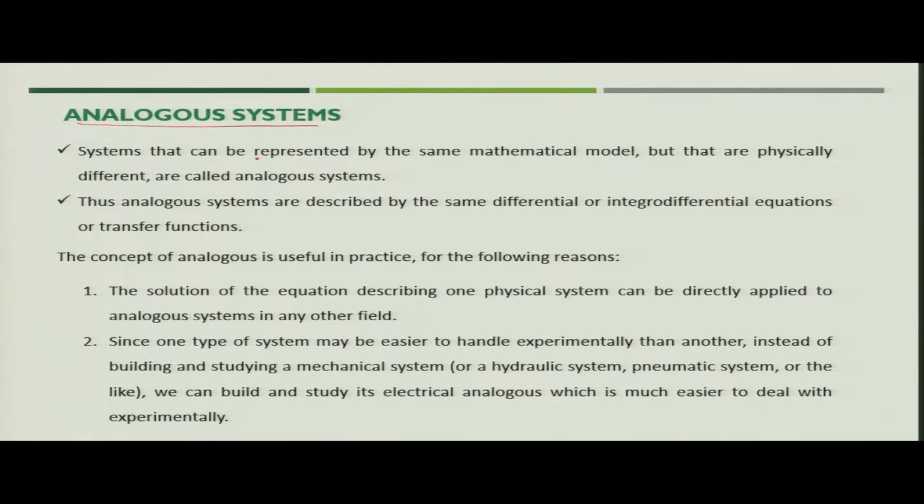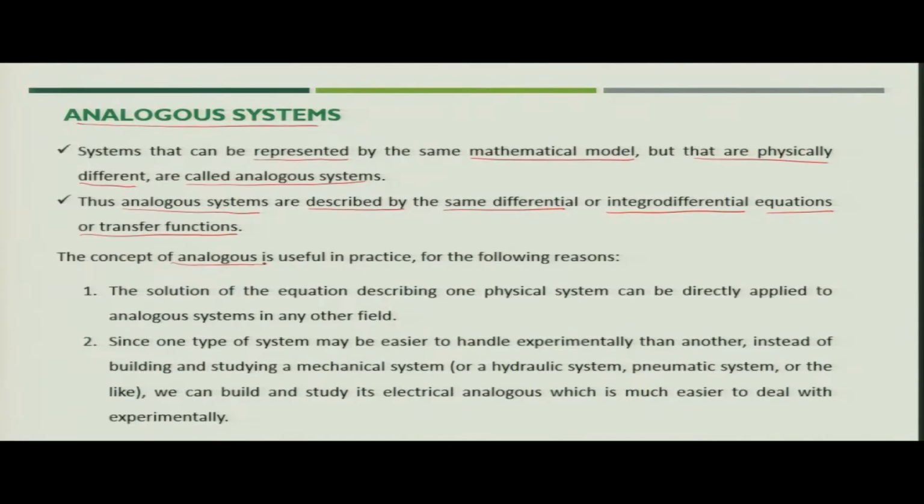Now, the systems can be represented by the same mathematical model as we saw in case of electrical circuits, but they are physically different. That is why they are called analogous systems. The analogous systems are described by the same differential or maybe integro differential equations or transfer functions. So, analogous systems are those systems where you see the same mathematical representation, but physically they are different from each other. So, why is the analogous system important?